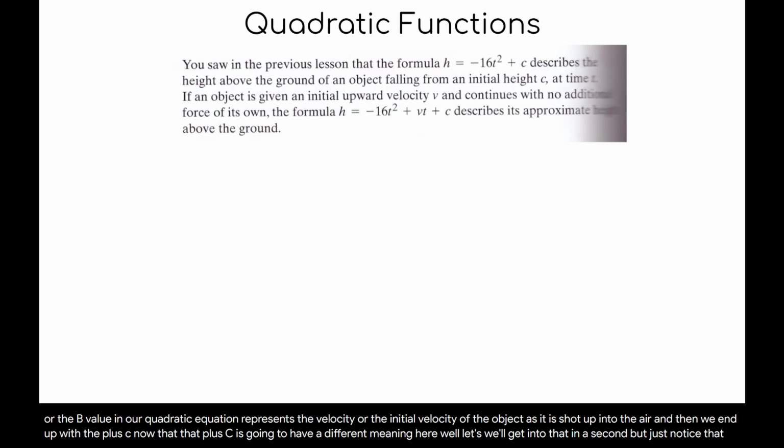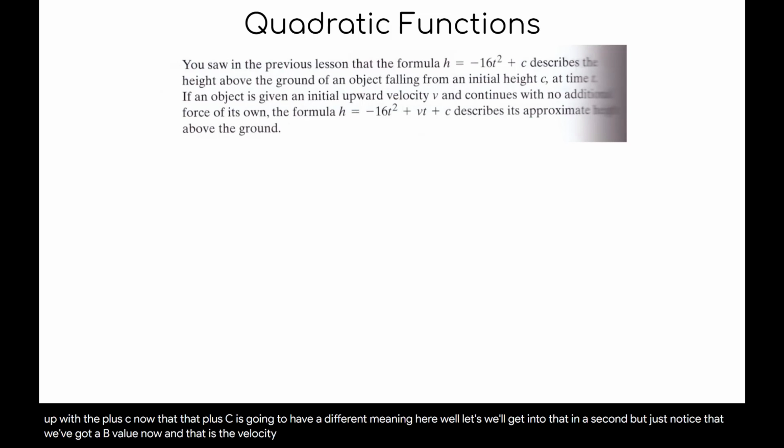But just notice that we've got a b value now, and that is the velocity of the object as it is shot into the air. Okay, off to the problem.